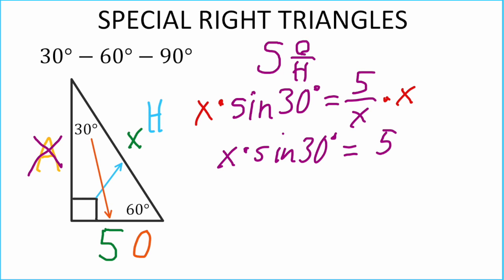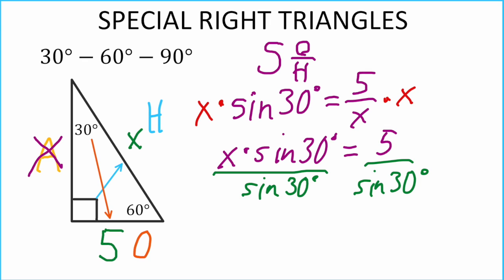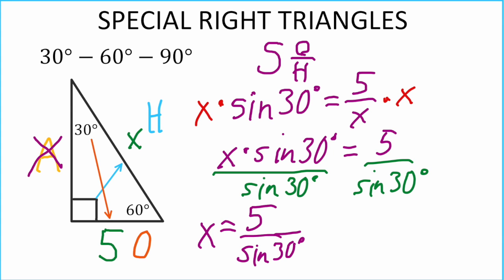And then divide both sides by sine of 30. We get our exact answer, which is 5 divided by sine of 30 degrees. When you do this on the calculator, you get x equals 10. So our hypotenuse in this is 10.